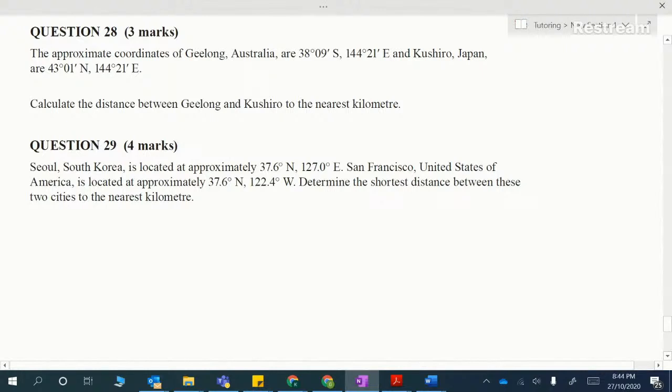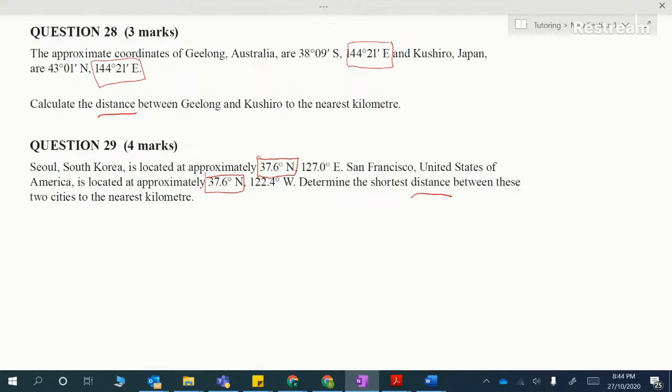Okay. So here's two different distance questions. They both want you to calculate the distance between two points. In the first example, you'll notice they have the same longitude. Okay. Longitude is the same. The latitudes are different. In the second question, it's the other way around. The latitudes are the same and the longitudes are different. So you have to use a different formula for each of these kinds of questions.